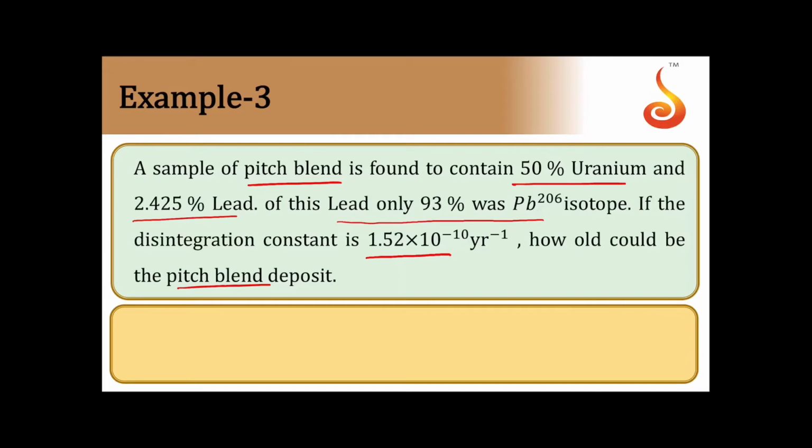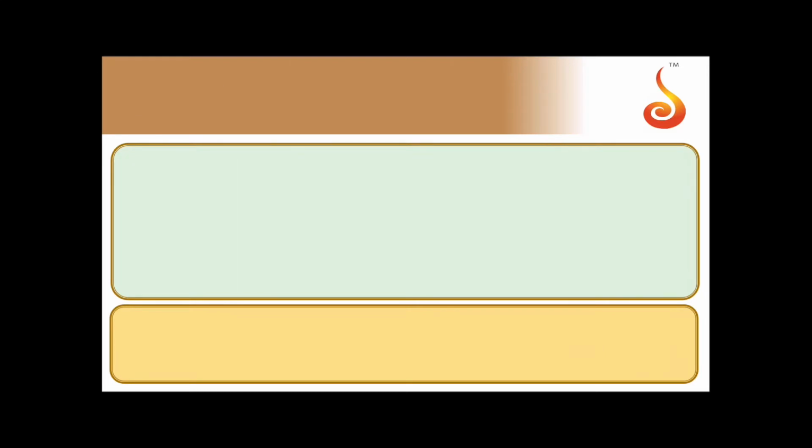So pitchblende contains 50% uranium and 2.425% lead, of which 93% was lead-206. They gave us the disintegration constant of uranium, and we need to find out how old the pitchblende is. Now in the uranium technique, the formula to be used is lambda = 2.303 / T × log(N0 / Nt).